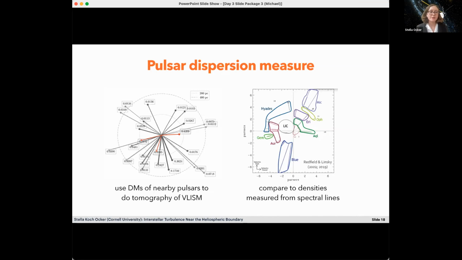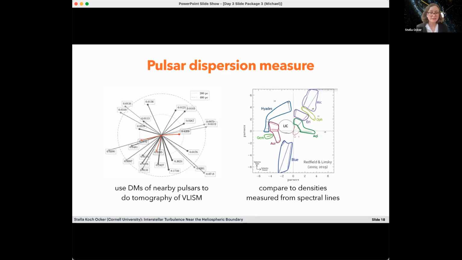And so we can use distributed pulsars across the sky to look at the distribution of plasma in the solar neighborhood. And we can compare these to densities that are inferred from spectral line studies. So this plot on the right is showing an example of the interstellar cloud complex around the sun just within a few parsecs. And so we can use these densities from spectral line studies to situate the local ISM immediately around the solar system within a larger galactic context using pulsar DMs.